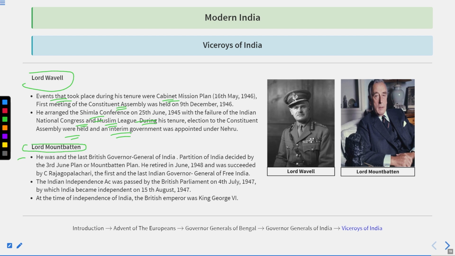Lord Mountbatten. He was the last Governor General of India, and the partition of India was decided by the British Parliament, and there was the 3rd June plan or Mountbatten plan. He retired in June 1948, succeeded by C. Rajagopalachari, the first and the last Indian Governor General of Free India. The Indian Independence Act was passed by the British Parliament on 4th July 1947, by which India became independent on 15th August 1947. At that time, the British Emperor was King George VI.